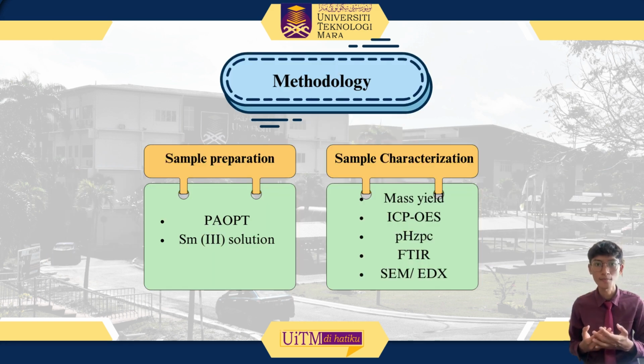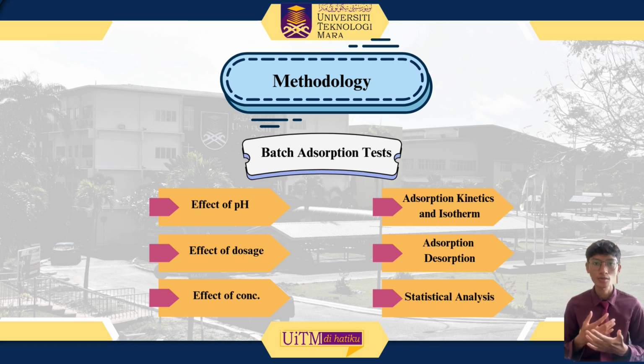Next is methodology. The first is sample preparation of OPT, 1.5 gram with 1 molar of phosphoric acid, and samarium solution mixed with nitric acid and deionized water. The sample characterization includes the utilization of ICP, FTIR, SEM-EDX, Mössbauer, and pH ZPC. Also arranged is the batch adsorption test with the effect of pH, dosage, concentration, and contact time. It includes the statistical analysis for the adsorption kinetics, isotherm, and lastly, adsorption and desorption.